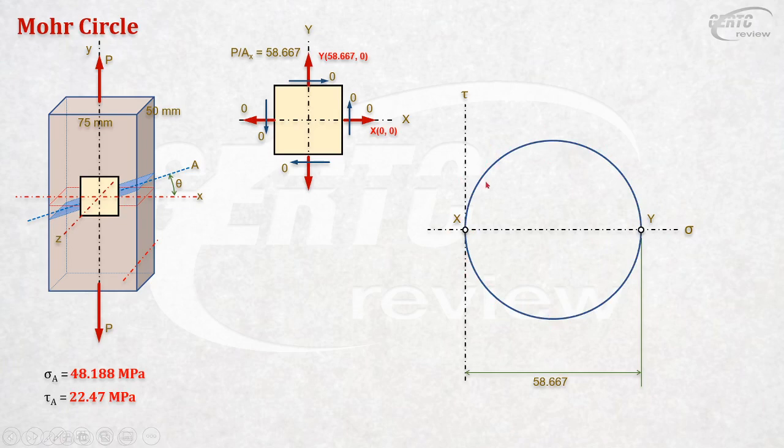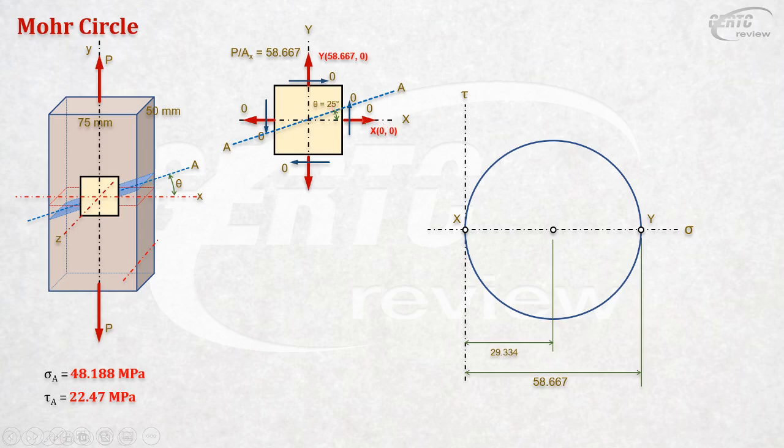Then, sabihin niyo sa akin, then, what now? Sabi nga, so what? The center of the circle is here. Of course, obviously, that is kalahati ng 58.667, 29.334. Okay, now listen here. We want the stress along plane AA. The plane AA makes an angle of theta 25 degrees from the X. Let's draw that plane here. This is your plane AA, and this is the angle theta, 25 degrees.